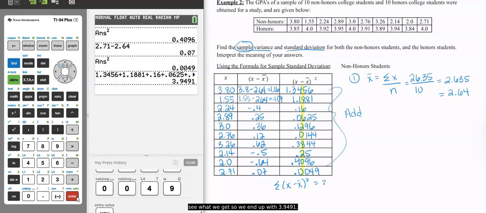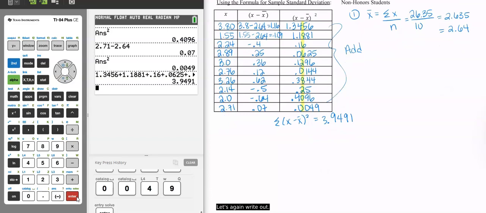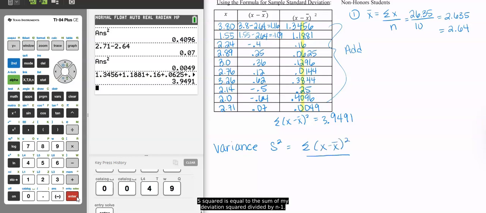So we end up with 3.9491. Okay. So that is my numerator for my variance and standard deviation. So let's again write out. For my variance, my formula, s squared is equal to the sum of my deviation squared divided by n minus 1.